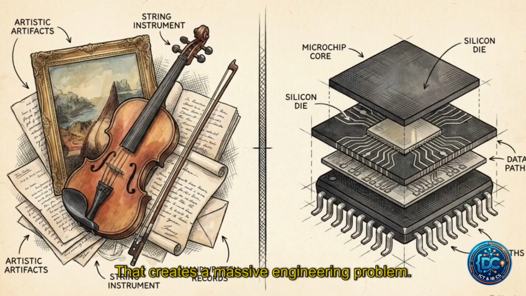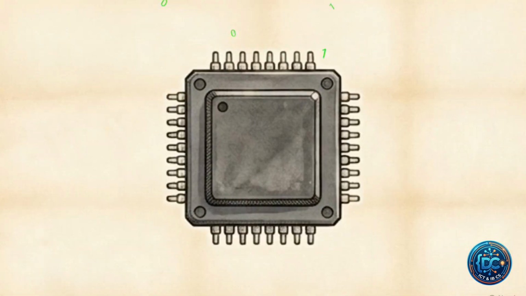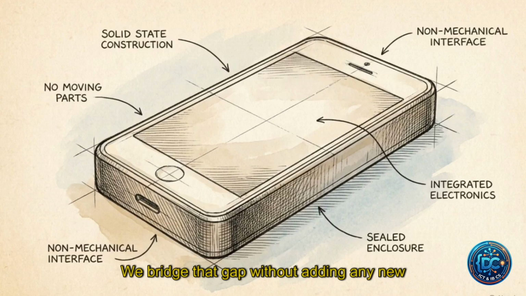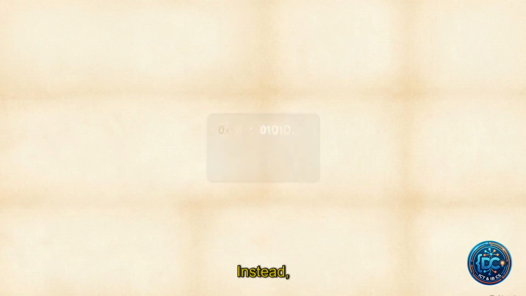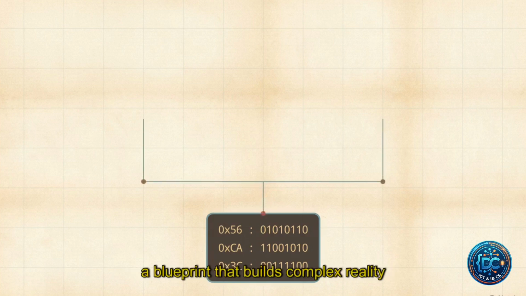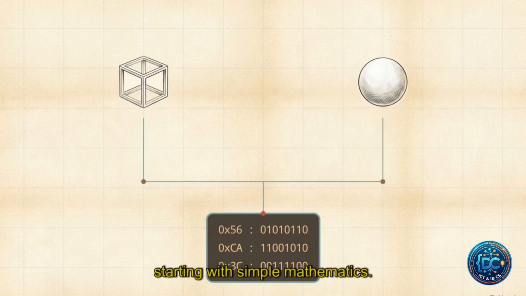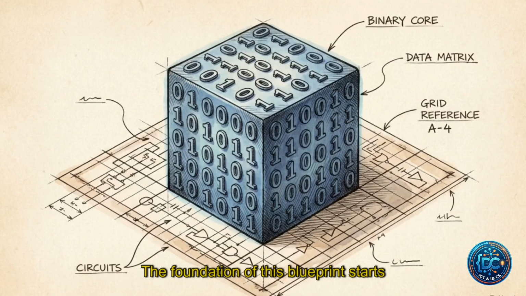That creates a massive engineering problem. We have to map the infinite analog richness of the human world onto a strictly finite piece of hardware that only understands base 2 math, zeros and ones. We bridge that gap without adding any new physical machines. Instead, we rely entirely on the rules of encoding, a blueprint that builds complex reality from the ground up, starting with simple mathematics. The foundation of this blueprint starts with the fixed-width binary integer.